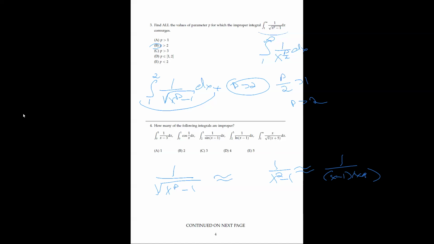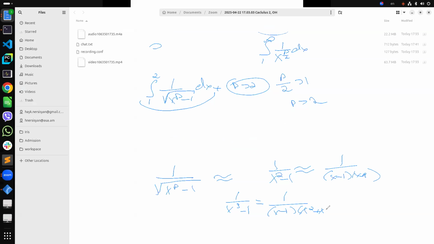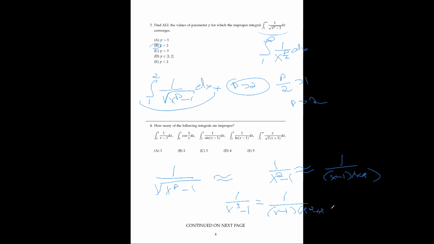What if we have not x squared, but 1 over x cubed minus 1? How can we factorize? We can write x minus 1 times x squared plus x plus 1. And again, we can say 1 over x cubed minus 1 behaves as 1 over x minus 1 near 1.